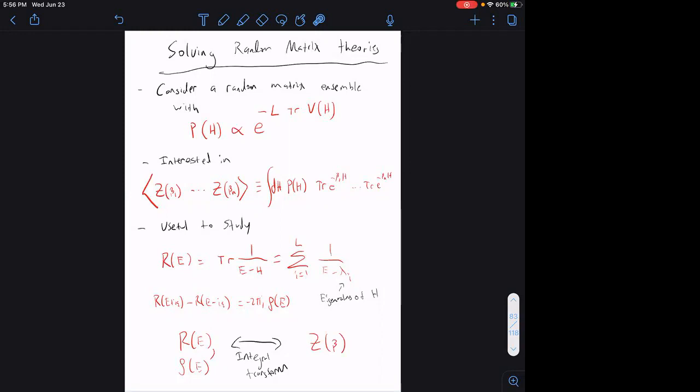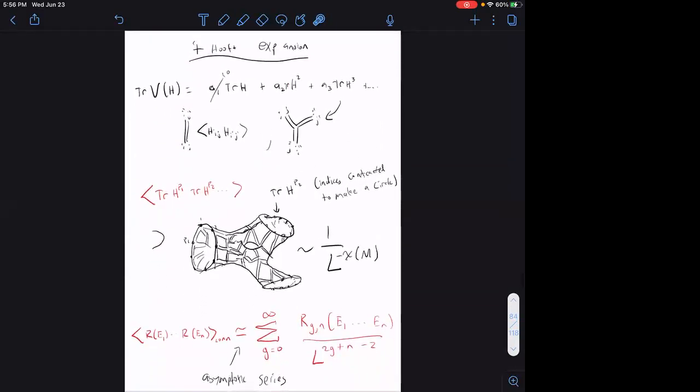So we're interested in Z of beta, but we're really going to focus on the resolvents or the densities. We can go back and forth between them using integral transforms. So if we know how the correlation functions of these behave, so averages of products of those, we know how averages of products of these behave.